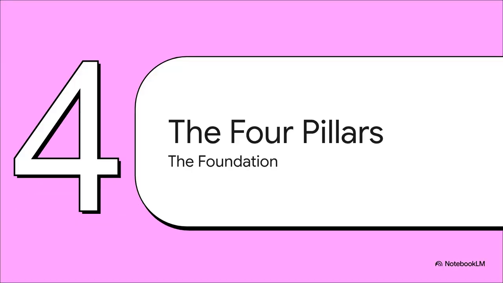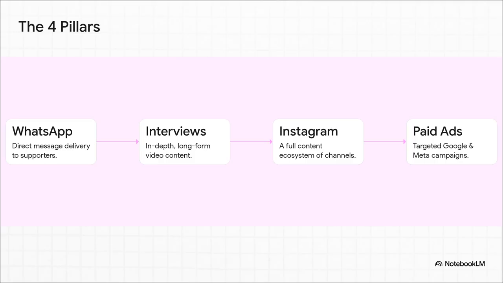Now, this massive video engine, it's the core, for sure, but it doesn't just operate in a vacuum. The strategy document reveals that it's actually held up by 4 other foundational pillars. And these 4 pillars, they all work together in a pretty clever sequence. It starts with long-form interviews, which generate all the raw material. Then, that material gets broken down or atomized across a full Instagram ecosystem. After that, the best bits of content get delivered directly to supporters on WhatsApp and then amplified to brand new audiences using paid ads. See how it all connects?